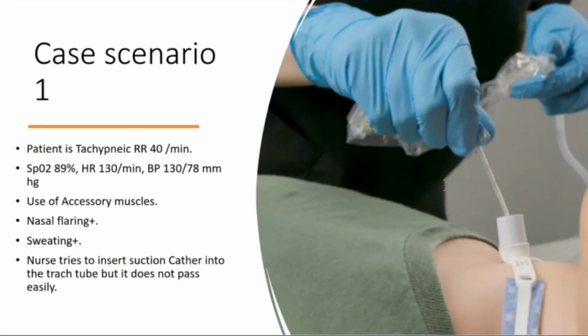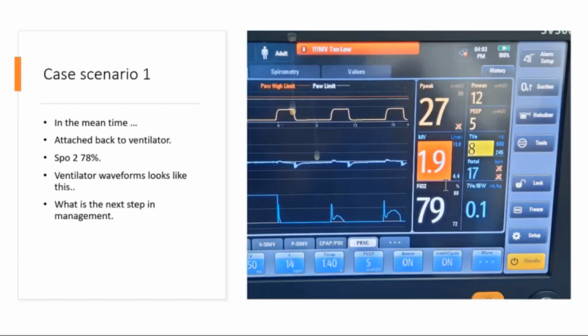So the scenario is that the patient in the ICU is on the ventilator. Clinically, you see that the patient is tachypneic, SpO2 on the lower side, about 88%. He's tachycardic, heart rate of 130. BP is okay. The patient is definitely having some respiratory distress. He's using his accessory muscles. Nasal flaring is there. He's sweating, and the nurse comes and tells you, doctor, I just tried to put the suction catheter and the suction catheter is not going inside. So we have a tracheostomy tube block scenario here.